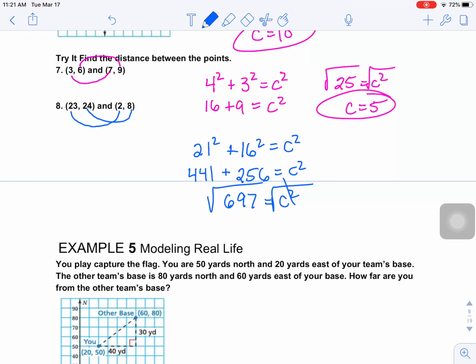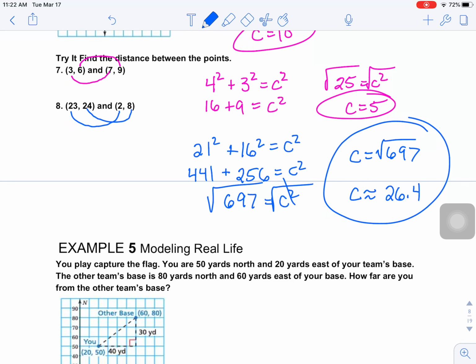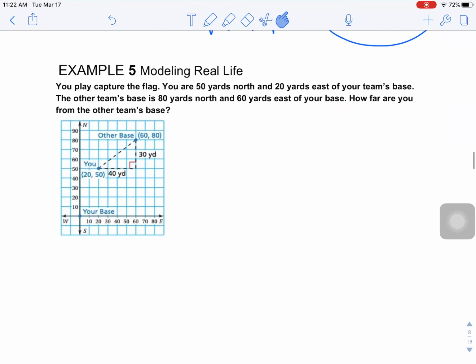Which does not have a perfect square root. So I'm not sure what Big Ideas ask you to do. They might ask you to leave your answer as the square root of 697. They might ask you to round, which if I did that, it would be about 26.4. Leaving the square root is an exact answer, and obviously this one is rounded, so just follow whatever instructions they ask for you.